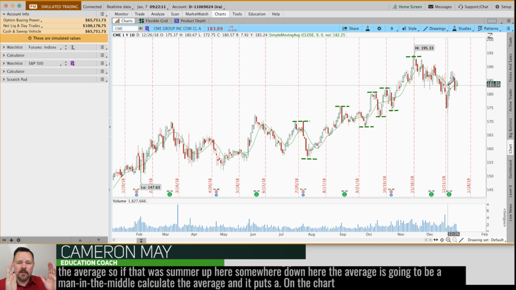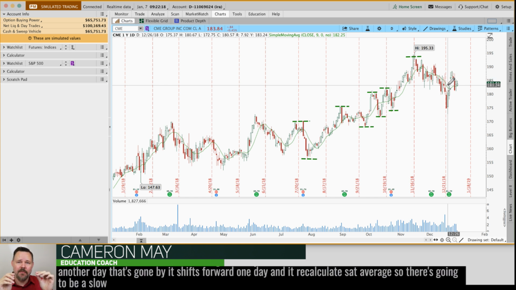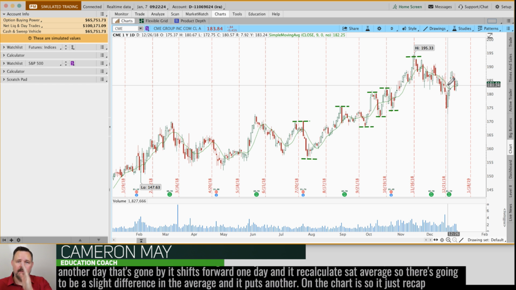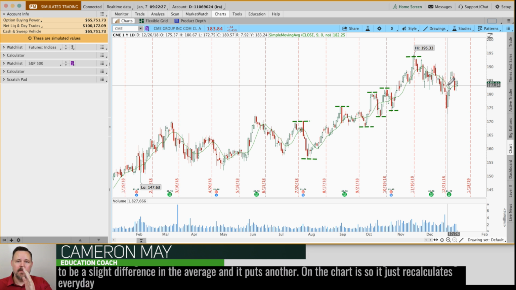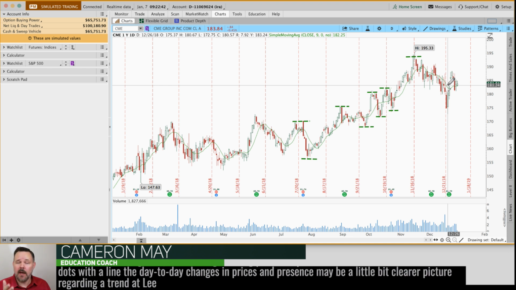And then when we have another day that's gone by, it shifts forward one day and it recalculates that average, so there's going to be a slight difference in the average, and it puts another dot on the chart. And so it just recalculates every day the trailing 9 days, the average closing price, and puts a dot on the chart, and then connects those dots with a line. And that kind of smooths out the day-to-day changes in prices and presents maybe a little bit clearer picture regarding a trend, at least through that one technical lens.